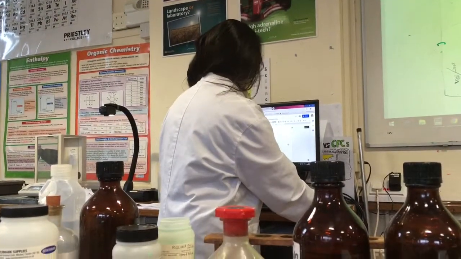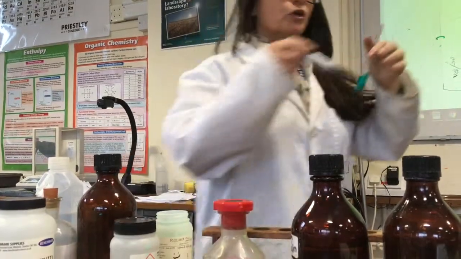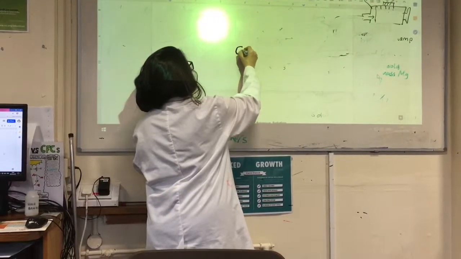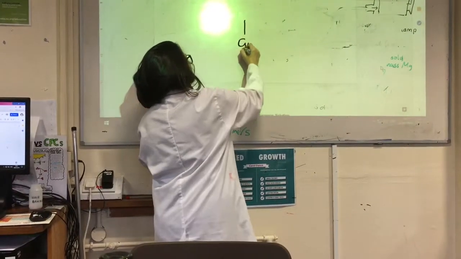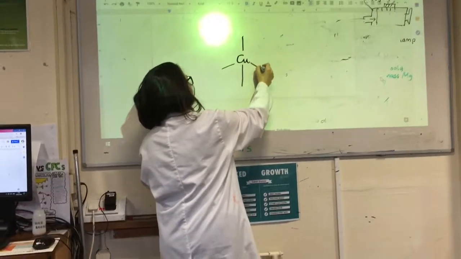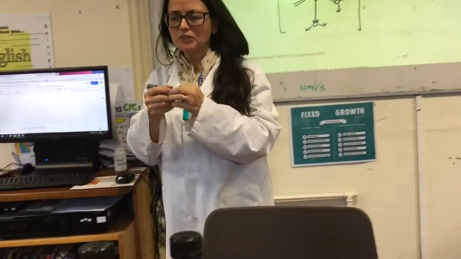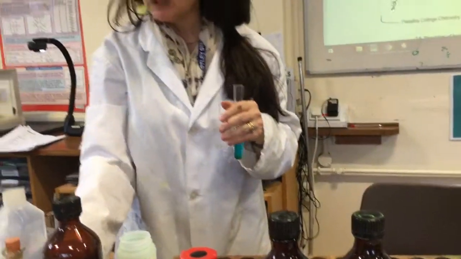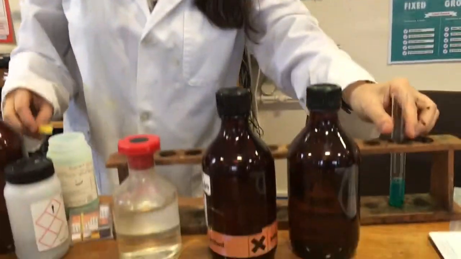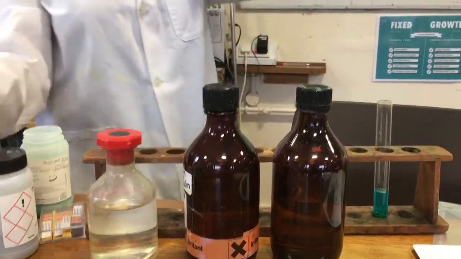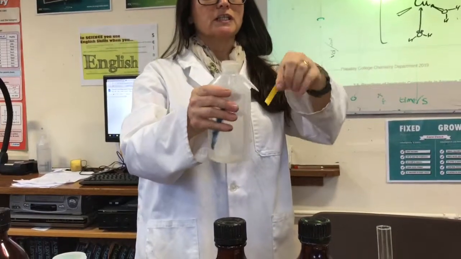So if we draw the hexa aqua copper ion, what you've shown me, a copper ion surrounded by six water molecules, which have charged. What I'm going to do now is take some universal indicator paper and put some water on it. So here's water on universal indicator paper.